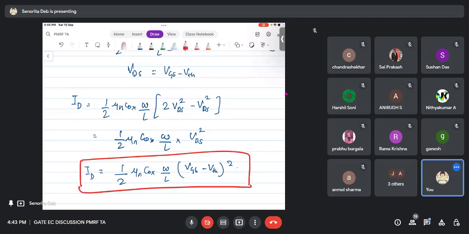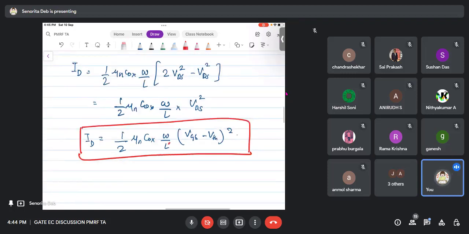This is what you get for saturation region. This is also very much used. Here I should mention that I should not write L but L dash, because it is not the complete L now. The channel has been pinched off, so this L dash will actually be less than the L that we had seen earlier. But normally when you solve numericals, whatever L is given, you take that.